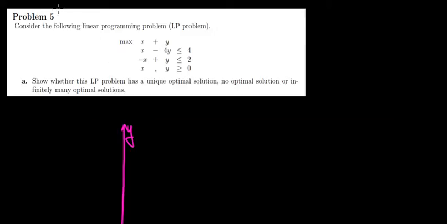Let's work on question 5 in this video. So we have the following linear programming problem. Now we have to maximize x plus y due to the following constraints. Now in part A, we want to show whether this problem has a unique solution or no solution.